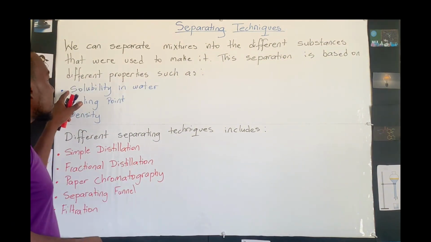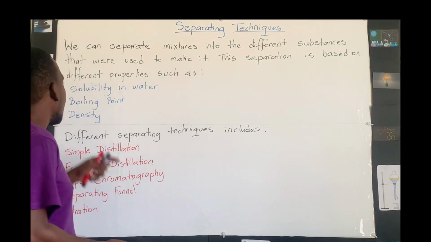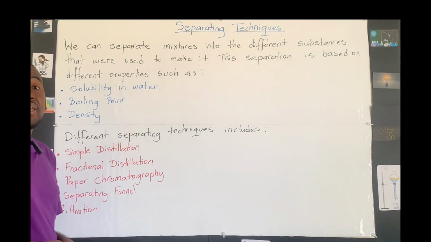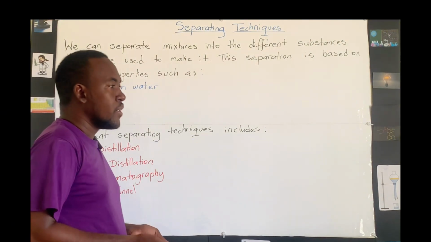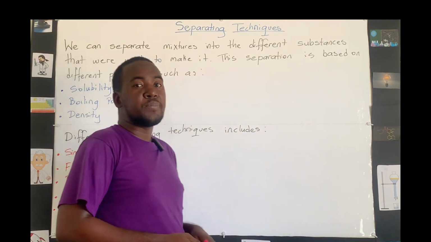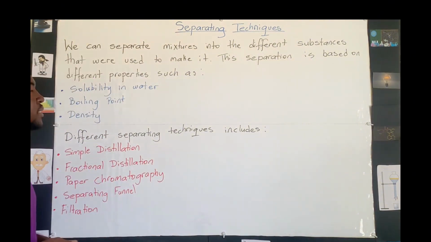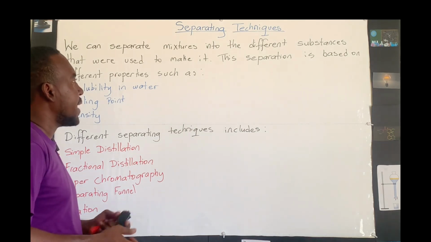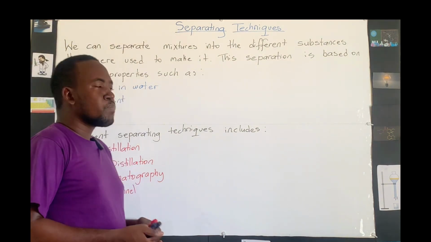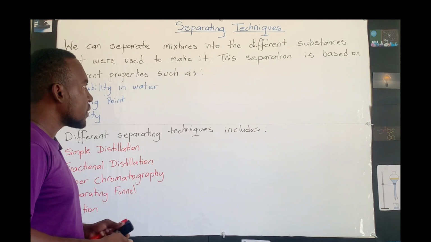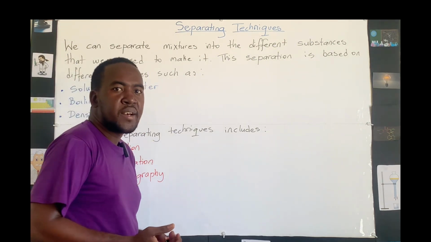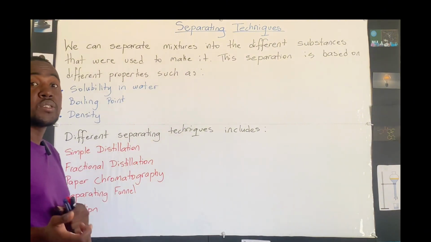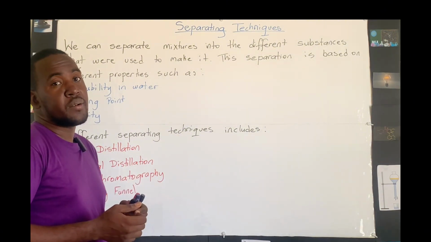It could be their solubility, especially in water, could be their boiling point, or it could just be their density, how high or light or heavy they are. These properties help us to separate different substances when we have a mixture. For example, let's say we made salt in water, right? How do we get back some of those salts from the water that's already mixed together, right?